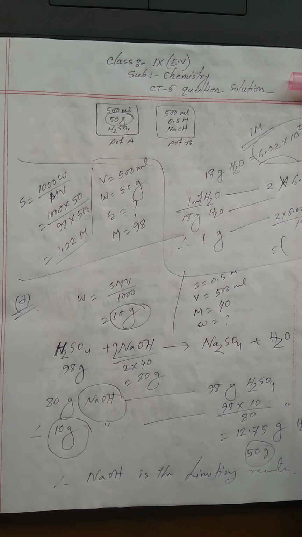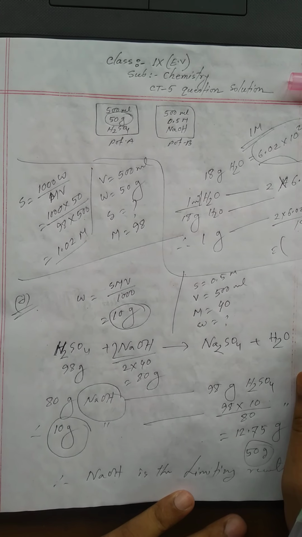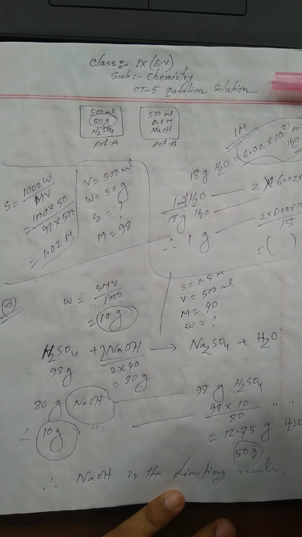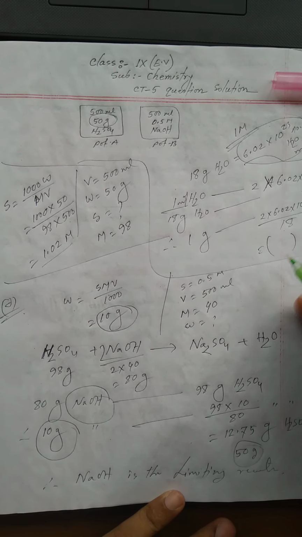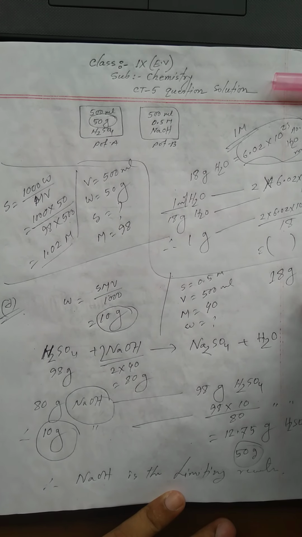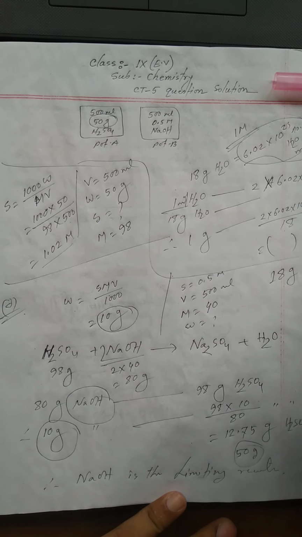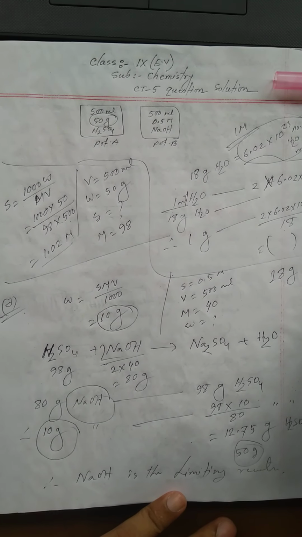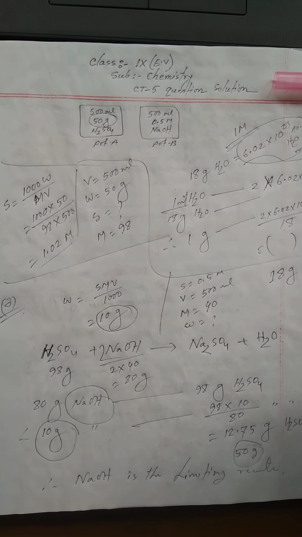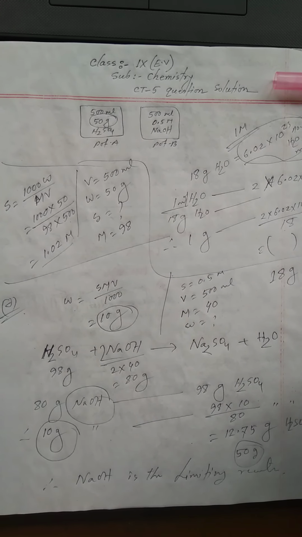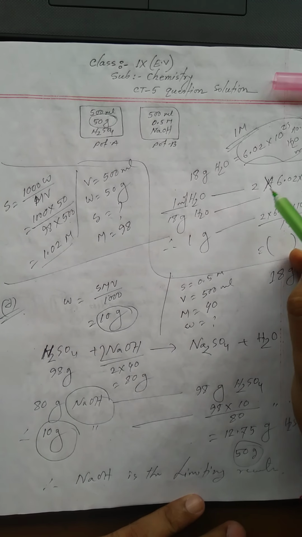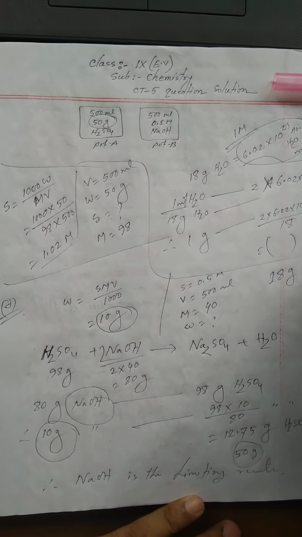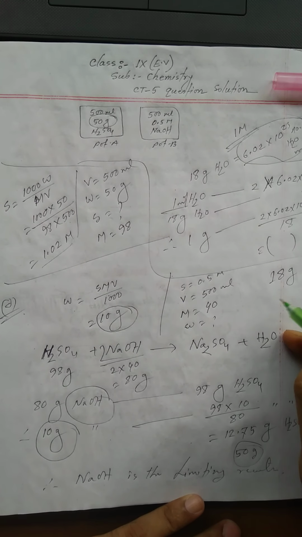Now the MCQ part. 1 mole H2SO4 is equal to 18 gram H2SO4, or Avogadro number of H2SO4, or 22.4 liter H2SO4. How many hydrogen atoms are present in one molecule H2O? Already I have discussed question B. So one molecule H2O contains 2 hydrogen atoms.